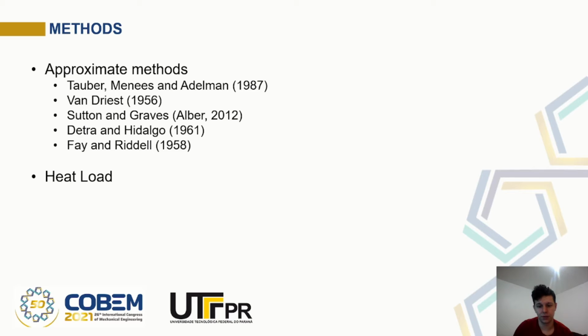I will not get too much into the details behind the implementation of all of them, but the 5 were Tauber-Manis and Edelman, Van Driest, Sutton and Graves, Detra and Hidalgo, and Fay-Riddell. Fay-Riddell is also the only method that actually uses the properties that come directly from the thermodynamic equilibrium.